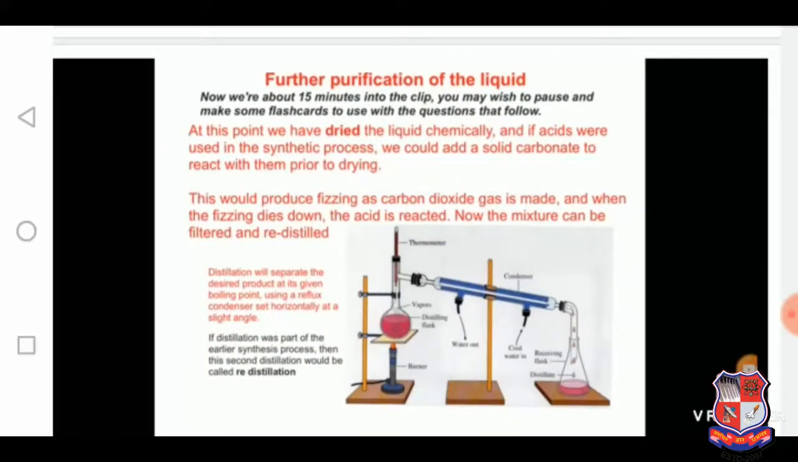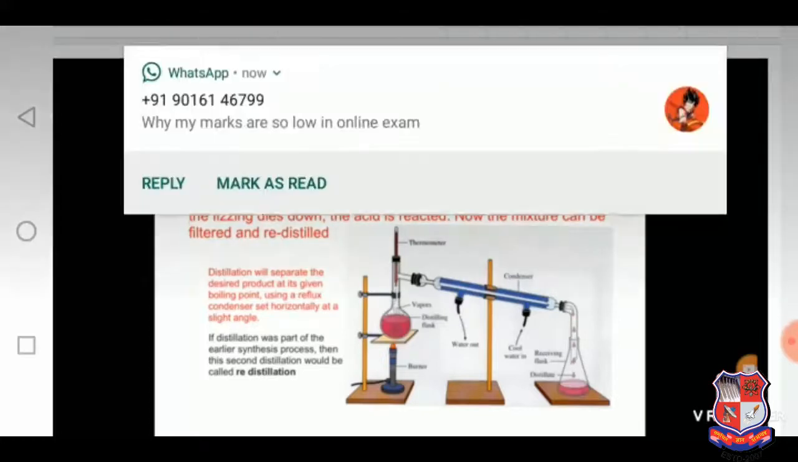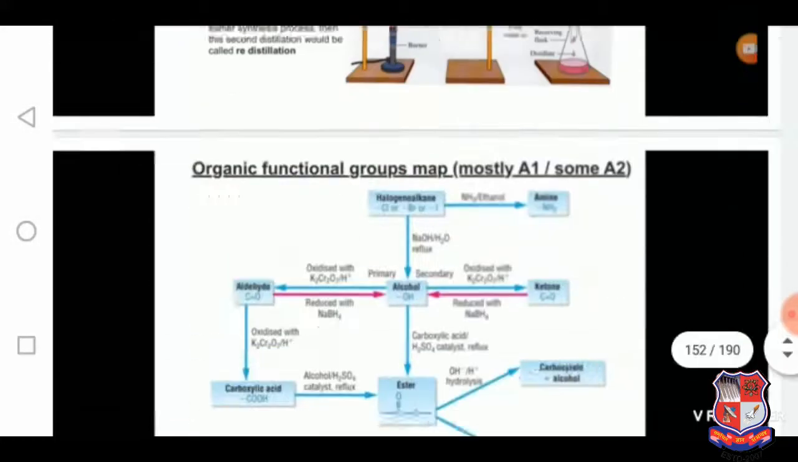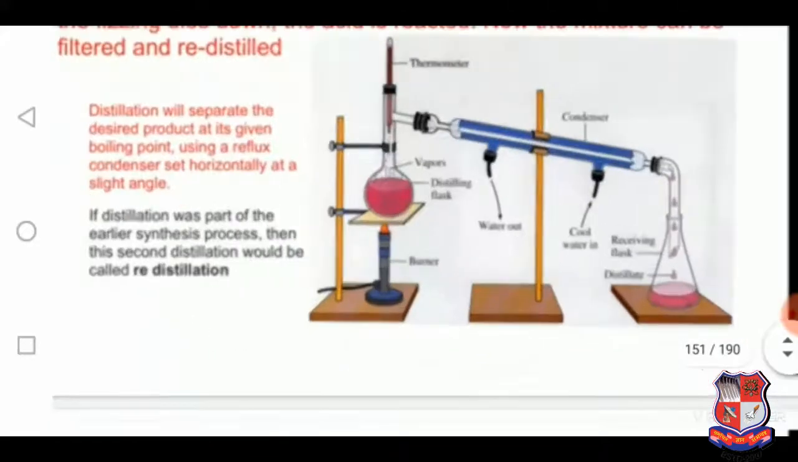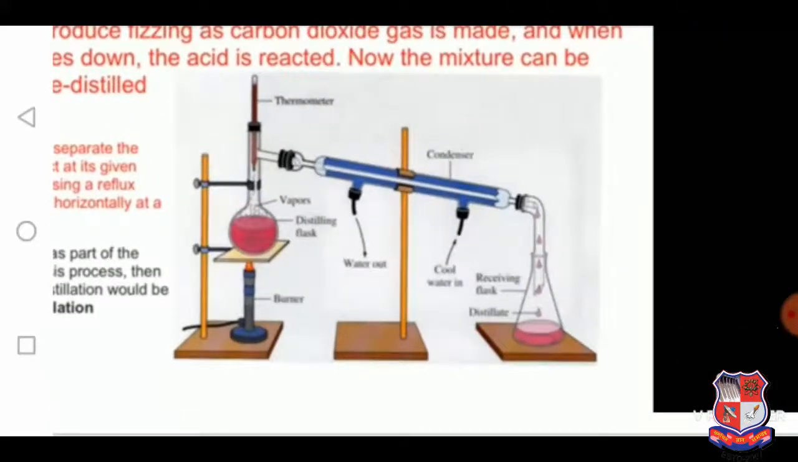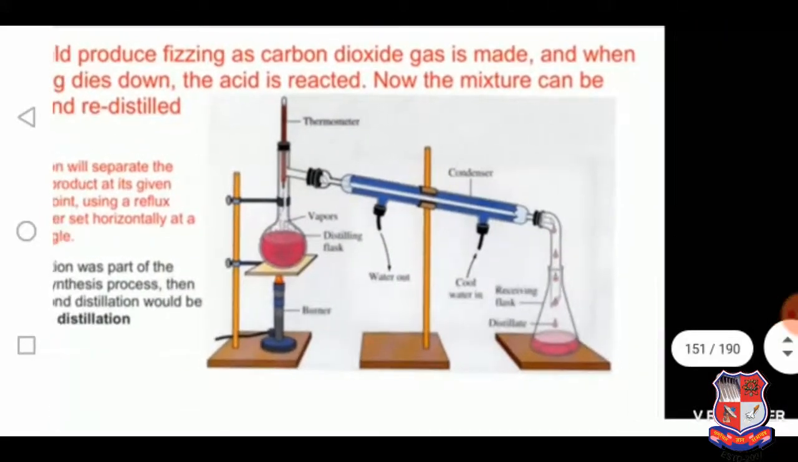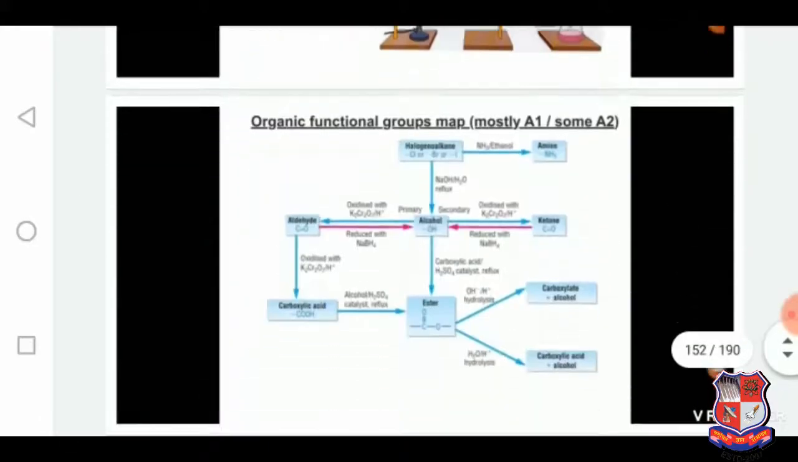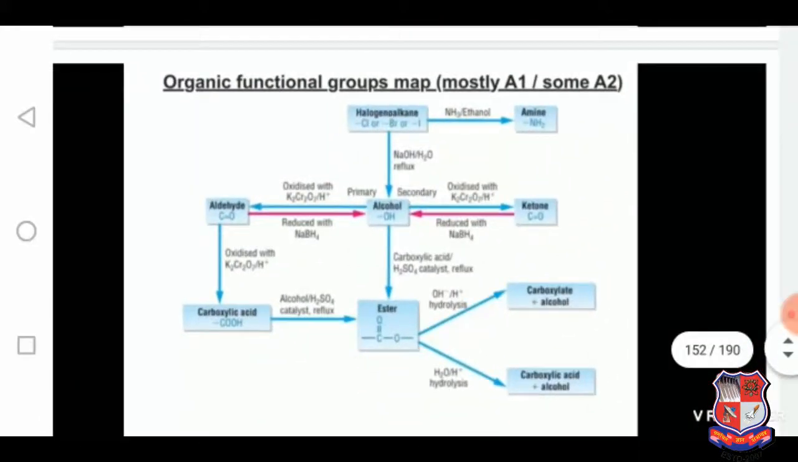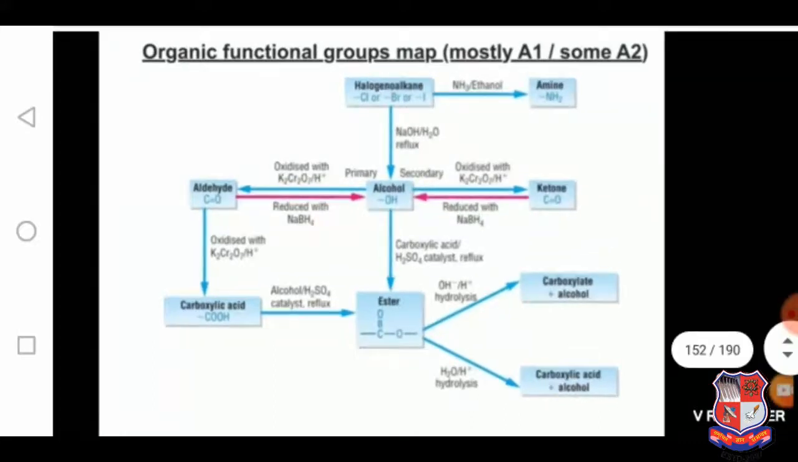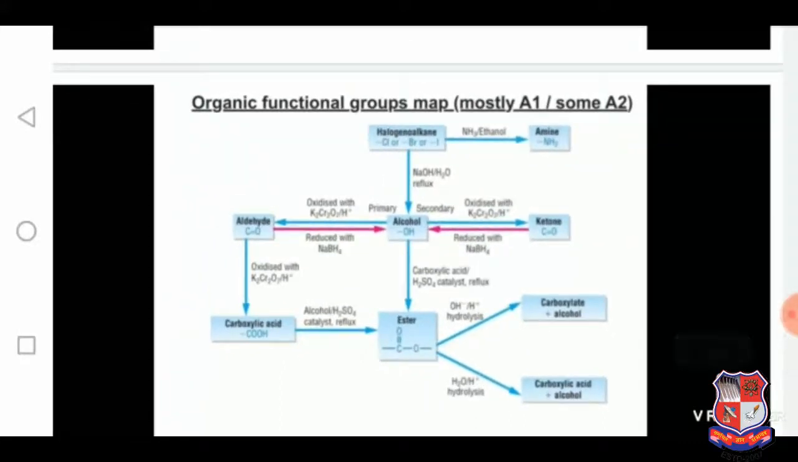Further purification by distillation is required, and distillation will separate the desired product at a given boiling point using a reflux condenser set horizontally at a slight angle. So here are some typical illustrations of how the whole assembly is set up. Other functional groups and maps are there. These are the functional groups.